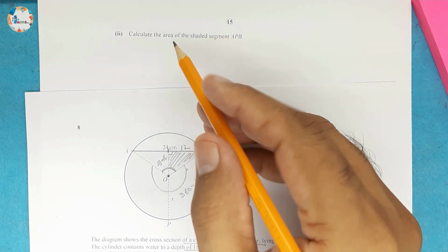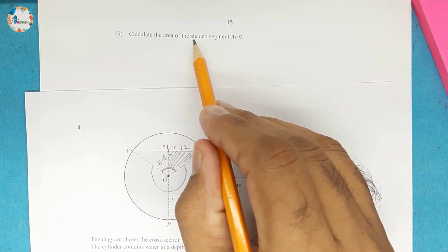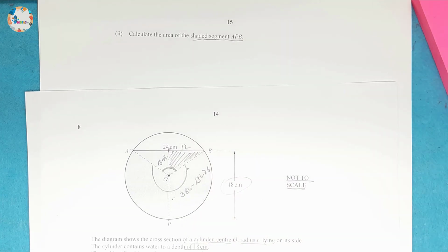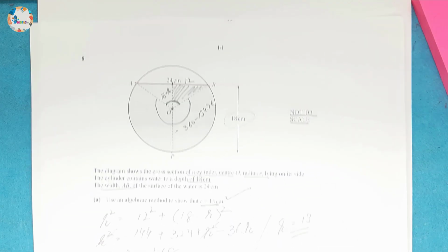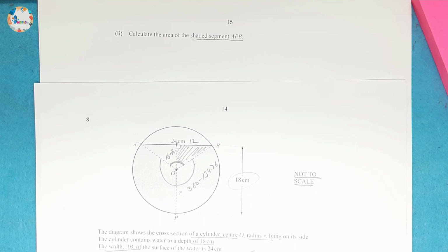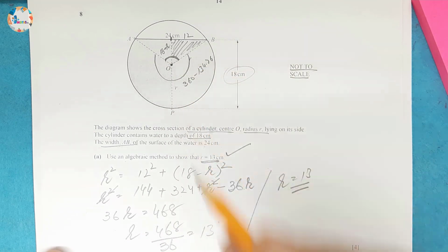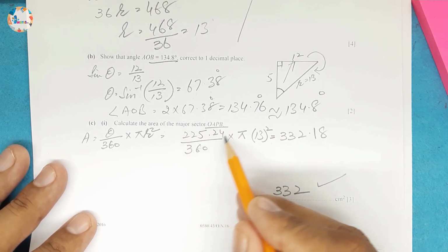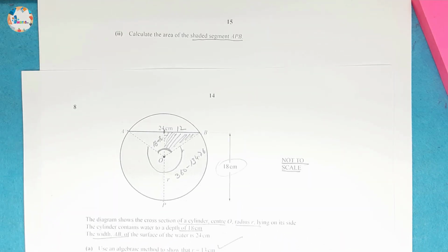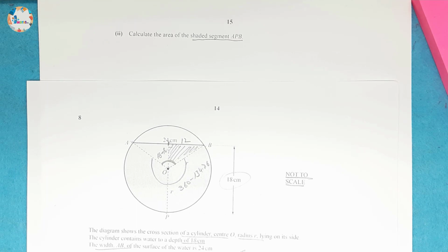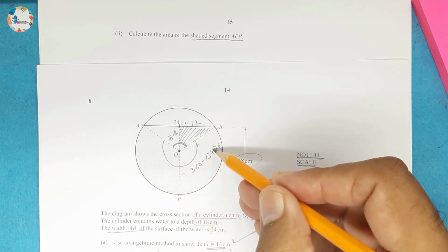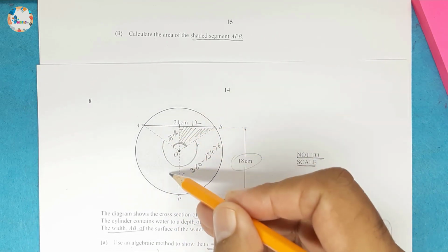Now the next part is saying calculate the area of the shaded segment of APB. The shaded segment of this APB, the same sector for which we have taken this angle, and the angle we have already calculated. We have to find the area of the shaded segment APB. So the same sector area we calculated, but this triangle area we have to add to that one.